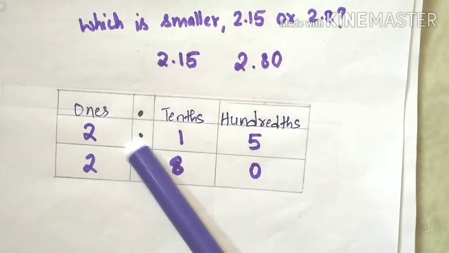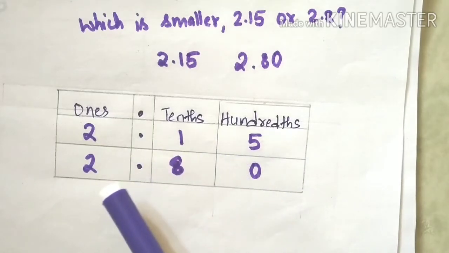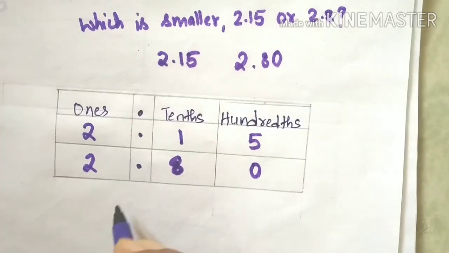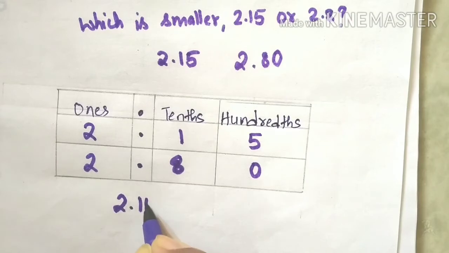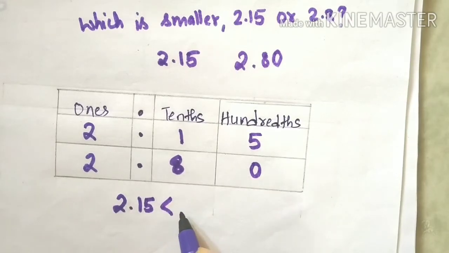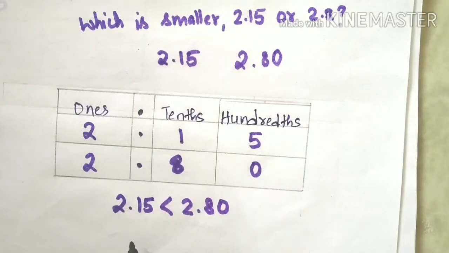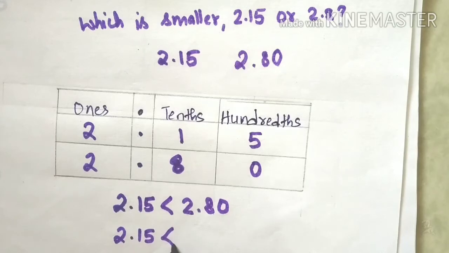So 2.15 is smaller than 2.80. So we can write 2.15 is smaller than 2.80. That means 2.15 is smaller than 2.8.